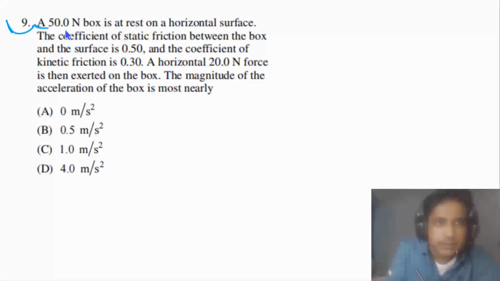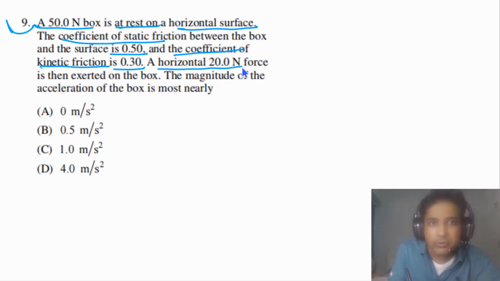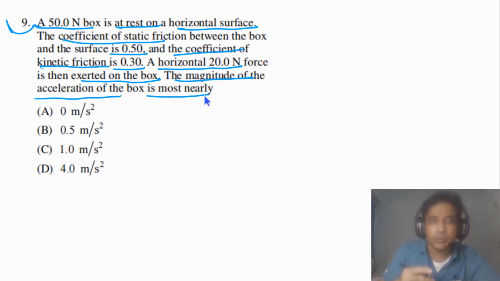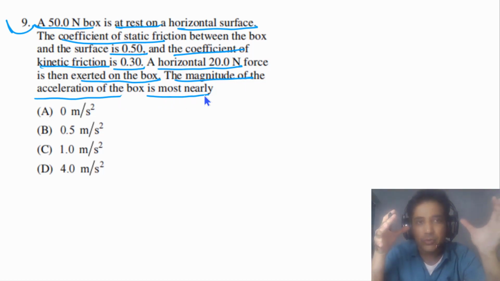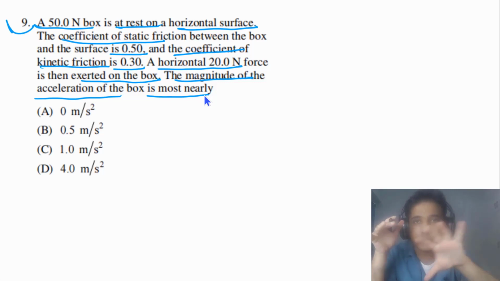Question 9 says a 50 Newton box is at rest on a horizontal surface. The coefficient of static friction between the box and the surface is 0.50 and the coefficient of kinetic friction is 0.30. A horizontal force of 20 newtons is exerted on the box. The magnitude of acceleration of the box is most nearly. So we have to calculate the magnitude of acceleration of the box, meaning the block has to move.